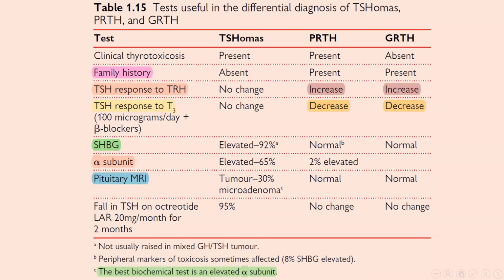And also another very important test, which is TSH response to T3. If we inject T3 to a normal person, TSH will be decreased like resistance to thyroid hormone. But in the case of the TSHoma, no change in the TSH. And also pituitary MRI, we will find that in the TSHoma, most of them are macroadenoma. And so the best biochemical test is elevated alpha subunit.